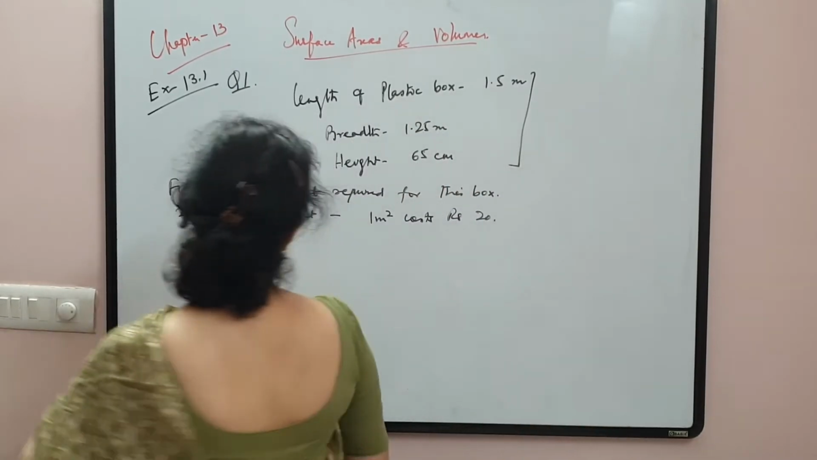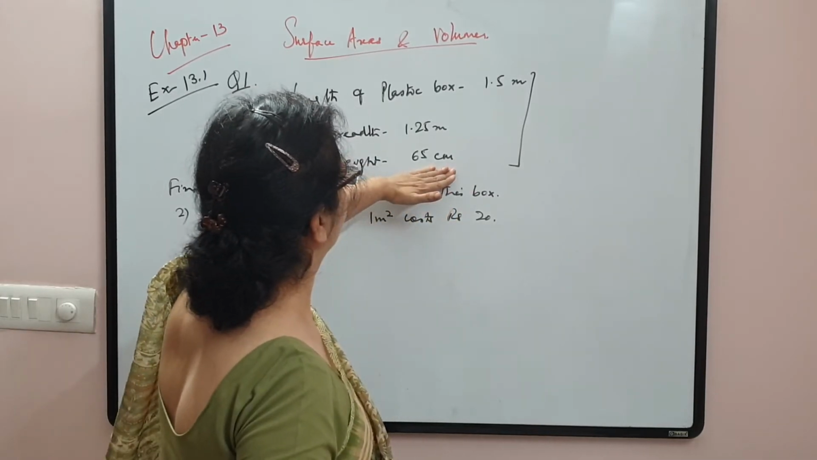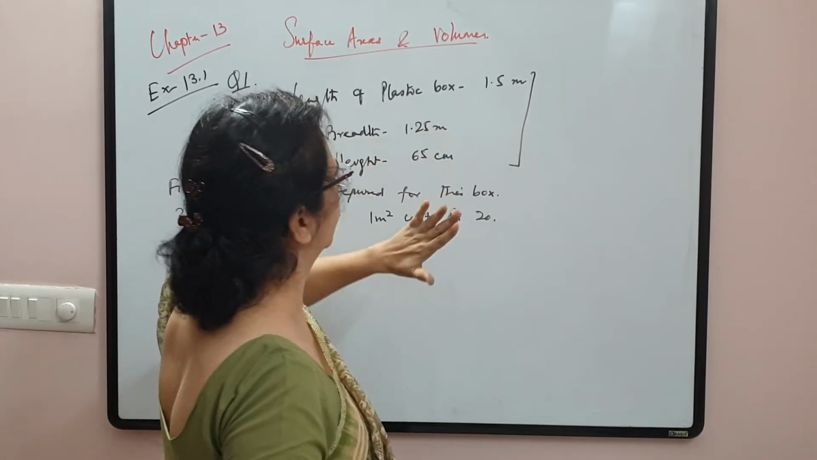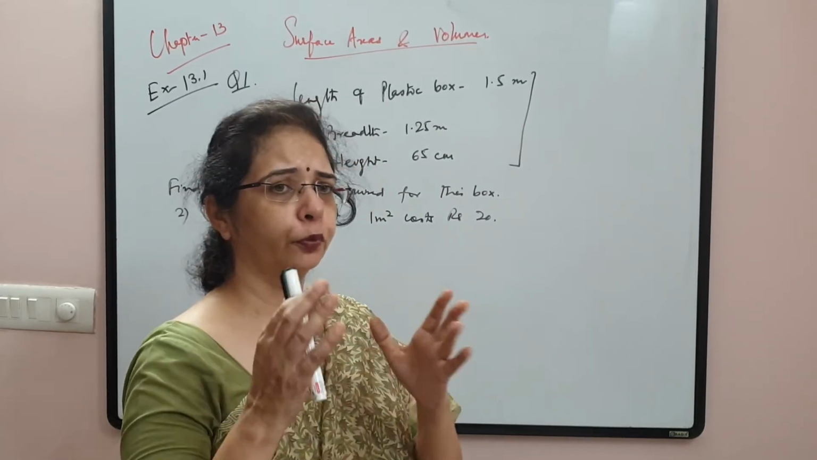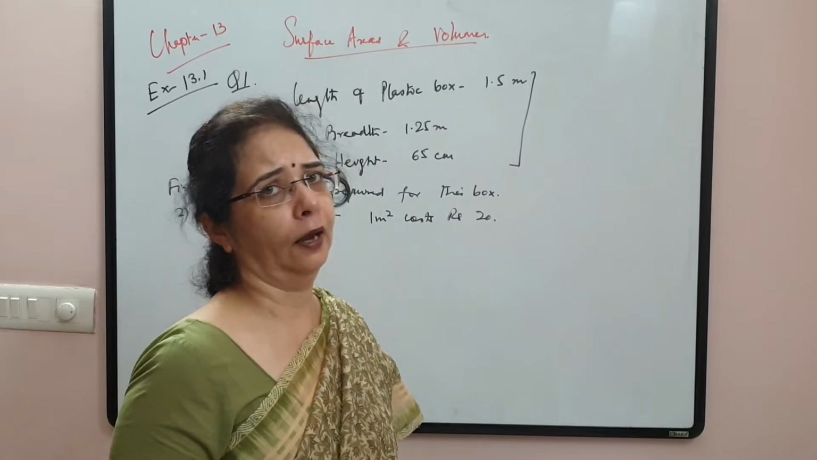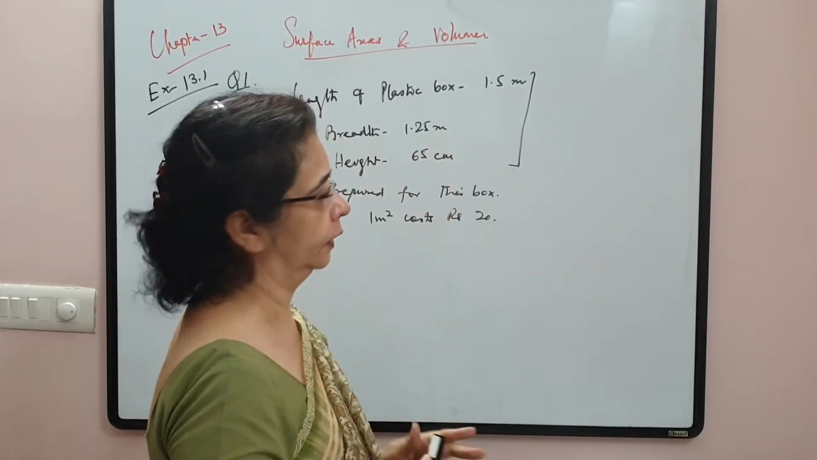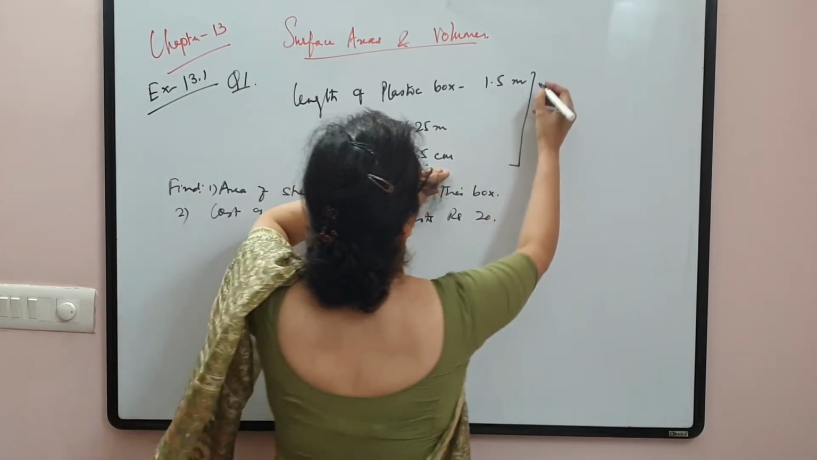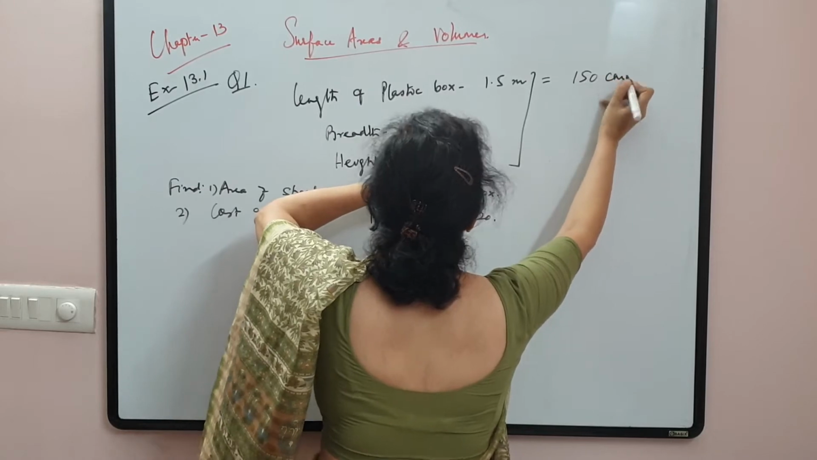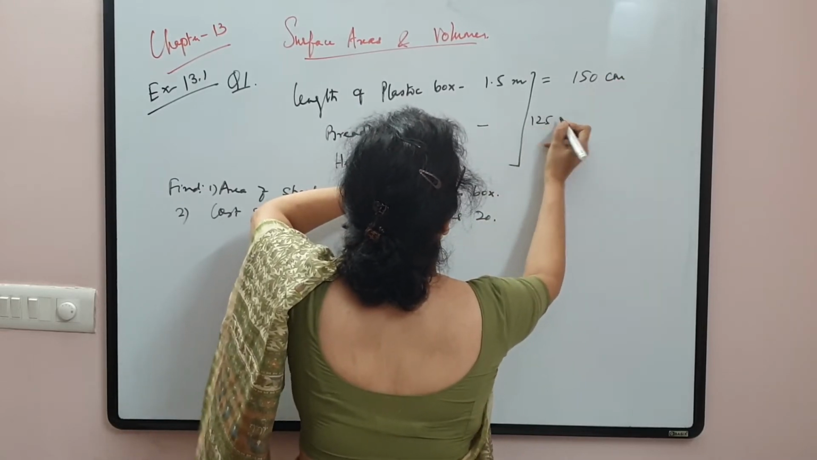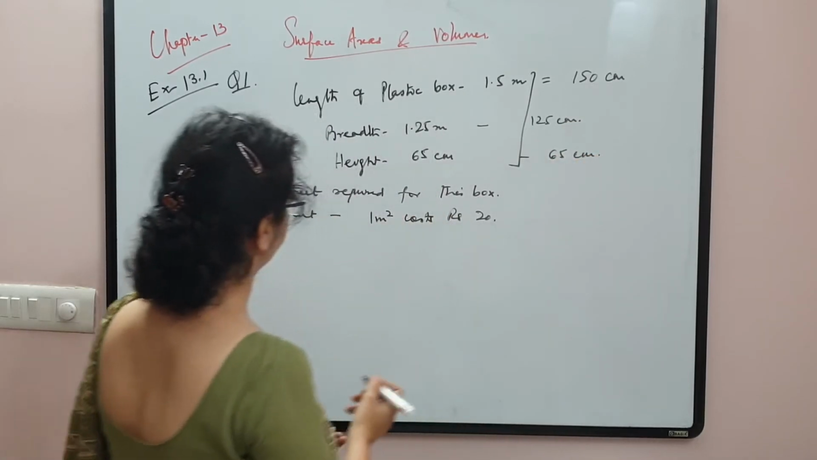Okay. So in this case, children, I am given 65 centimeters here, and these are decimals. It's always better not to work with decimals and convert it into those numbers which do not have decimals. So let us convert all these dimensions into centimeters. This is already centimeter. Let this be converted into centimeter. This becomes 150 centimeter. This becomes 125 centimeter. This is already 65 centimeter, right?